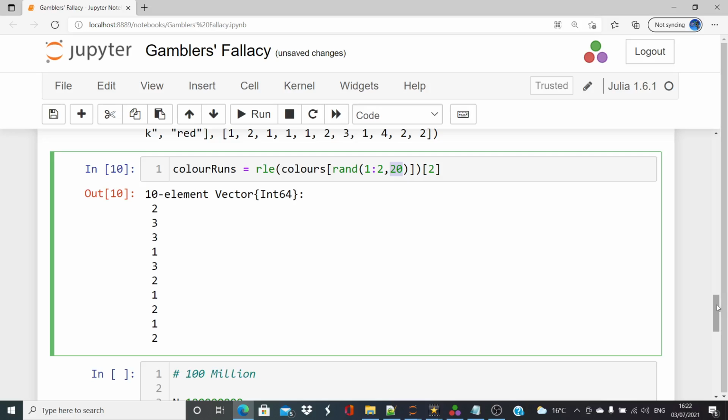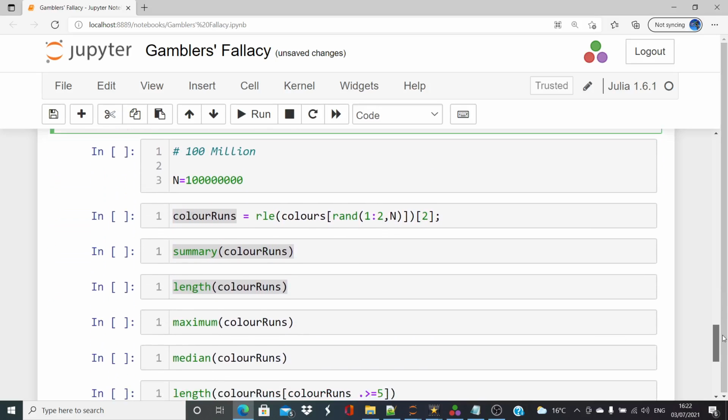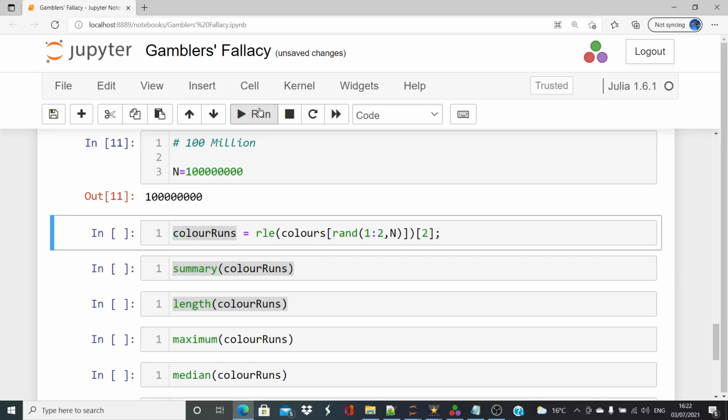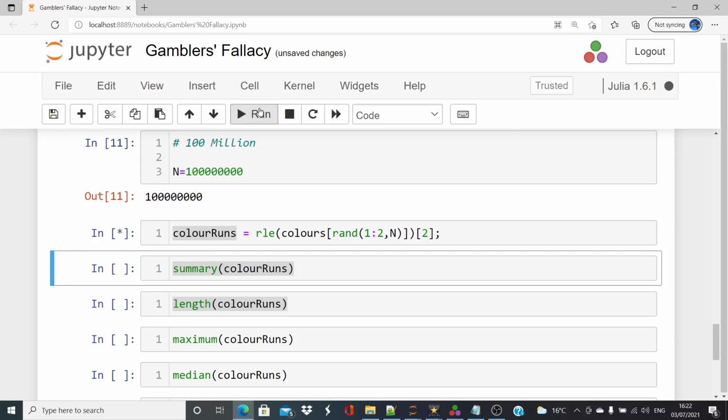Okay, so now let's expand that out. So we're dealing with 20 there. Now we're going to really increase it here to 100 million. So we're just about to do the same thing here again. N here is 100 million. And there we go. Color runs. Now it's going to take a second because 100 million is a big number. There we go. So what do we get here?